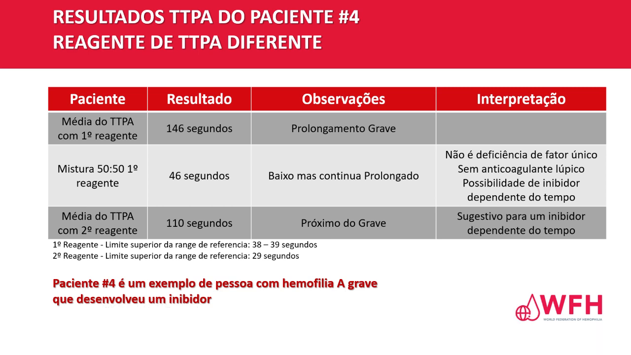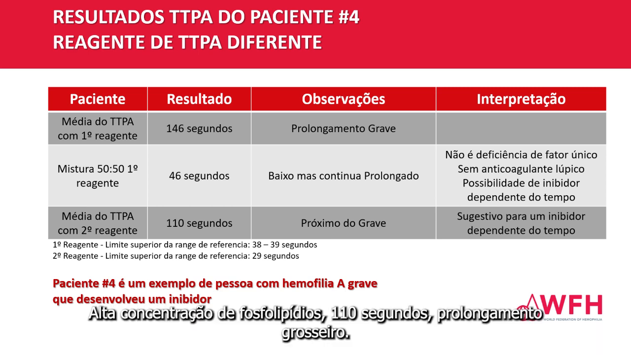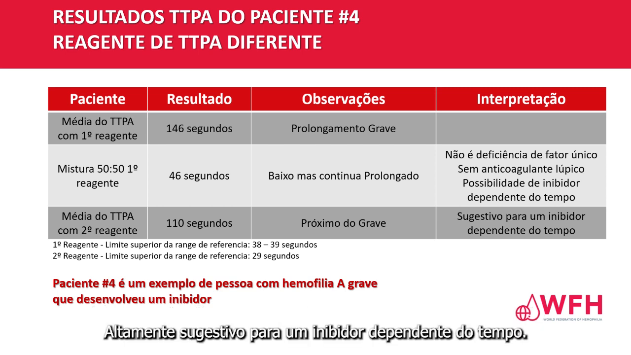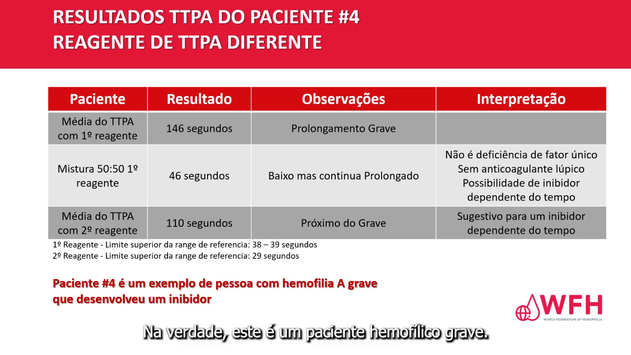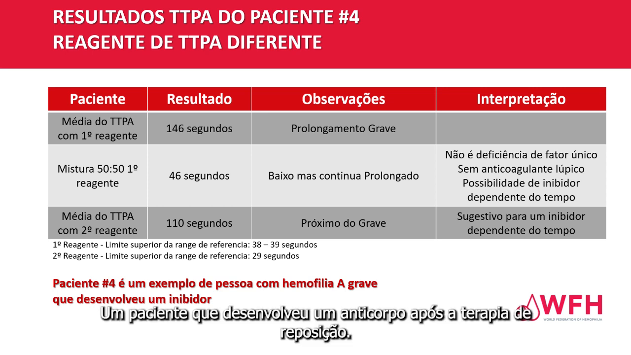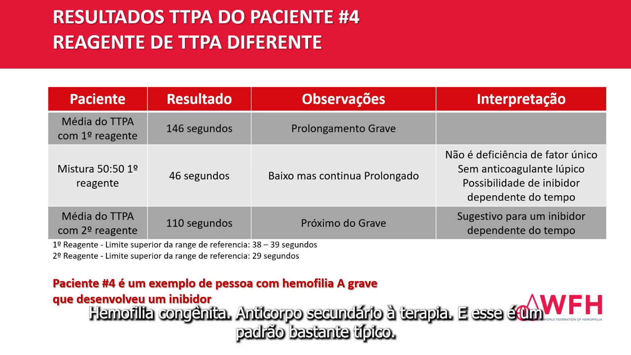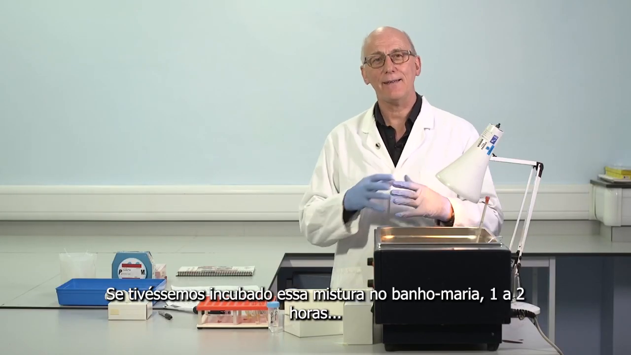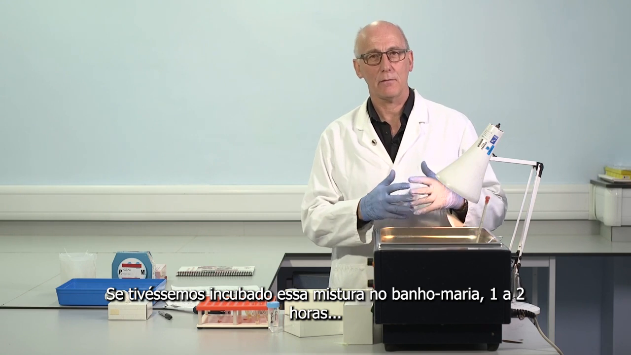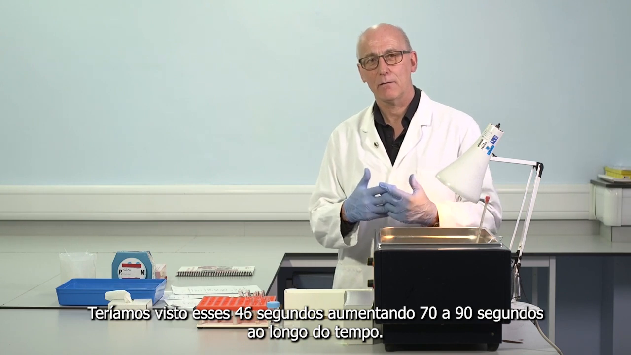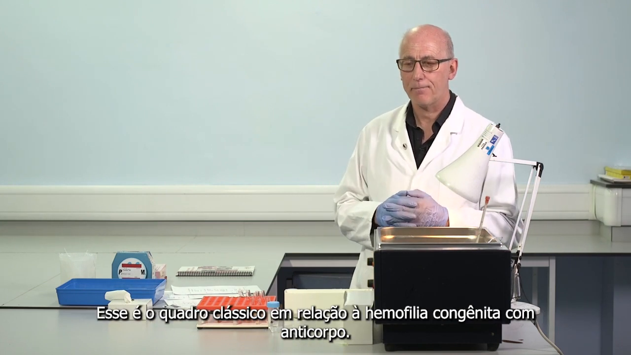Here we are, second reagent, high phospholipid concentration, 110 seconds, gross prolongation. Not lupus anticoagulant. Highly suggestive of a time-dependent inhibitor. Actually, this is a severe haemophiliac, congenital haemophilia, a patient who developed an antibody following replacement therapy. Congenital haemophilia, antibody secondary to therapy. And that's a fairly typical pattern. If we had incubated that mixture in the water bath, 1 hour, 2 hour, we would have seen that 46 seconds increasing 70, 80, 90 seconds over time.